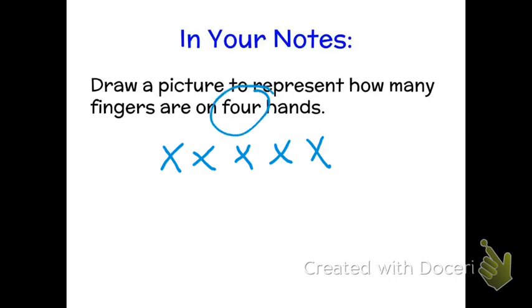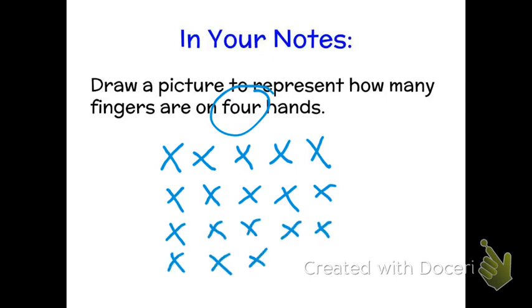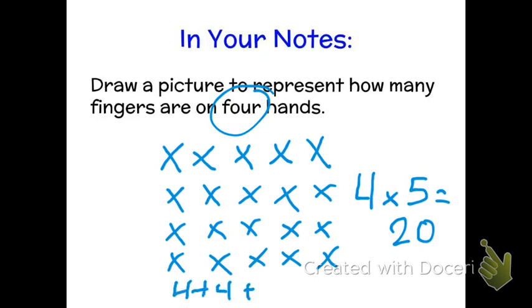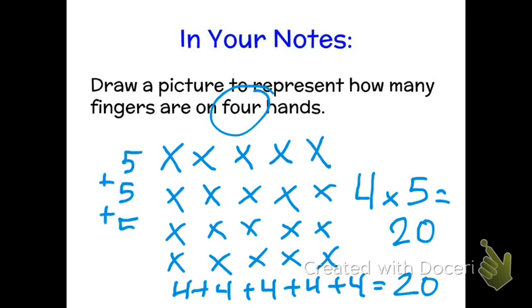Well, I'm asking about 4 hands. So there would be 2 hands. Here's 3 hands. So now I have 4 hands. 4 groups of 5 would be multiplication sentence of 4 times 5. And 4 times 5 would give me 20. My repeated addition problem could be 5 plus 5 plus 5 plus 5 equals 20. I could also do 4 plus 4 plus 4 plus 4 plus 4, which also equals 20.